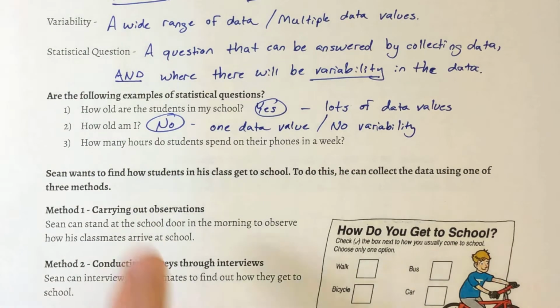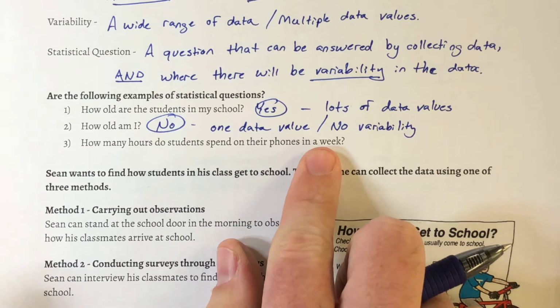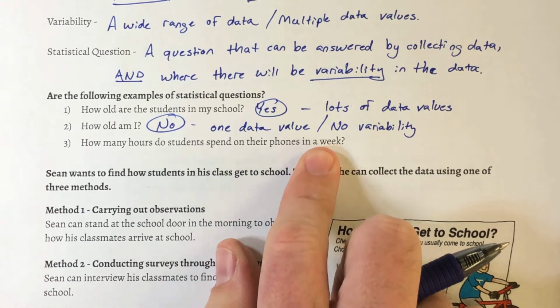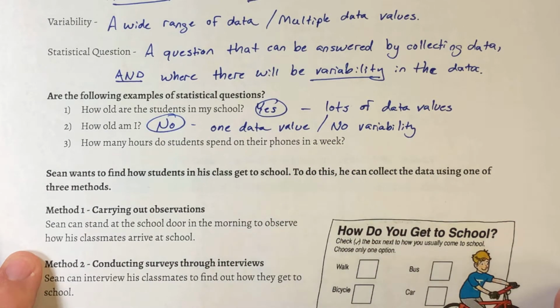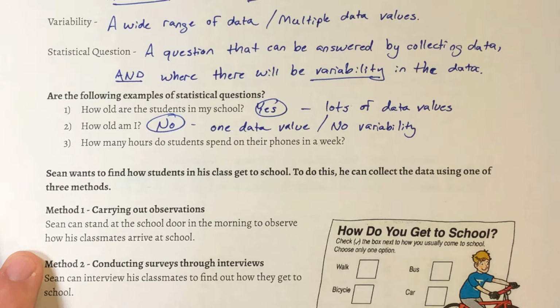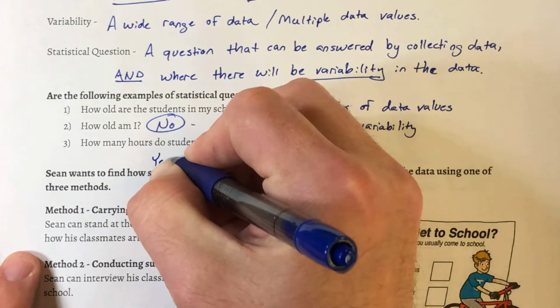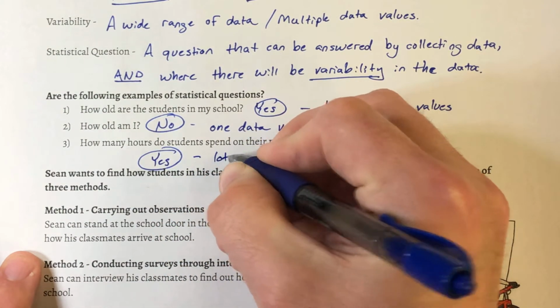All right, last example. How many hours do students spend on their phones in a week? If I asked just my class alone, I'm going to get lots of answers, lots of data values. Some students might say a couple hours, some might say 0 hours, some might say 10 hours, 20 hours, who knows? So there's going to be multiple data values. There's going to be a wide range of data. So there's going to be lots of variability. So this is a statistical question. Again, it boils down to the fact that there's lots of data to be collected.